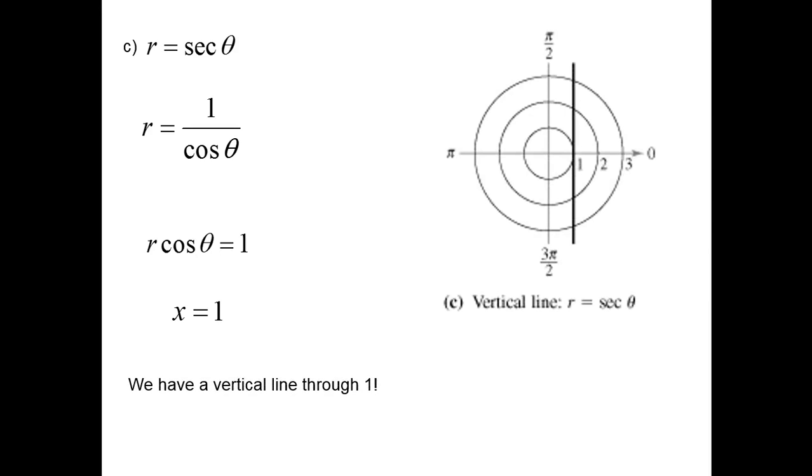If we graph it in our calculator, it gives us a vertical line. One thing that's kind of interesting about this is you'll recall in regular Cartesian mode, your calculator would not graph a vertical line because it's not a function in the traditional sense, but it will do so in polar. So you can see here's a way you can do vertical lines.